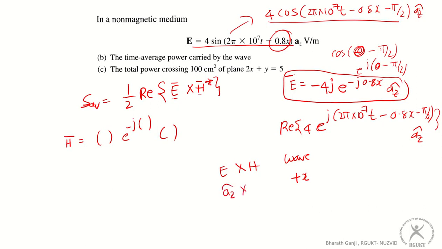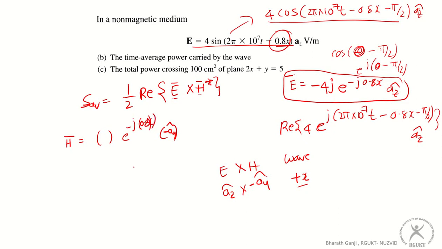Okay, so if I do a cross product to get an x, what should I do? To get an x, if I do y cross z, I will get x actually. But if I do z cross minus y, I can get an x, right? So in this bracket, the direction is minus ay cap. And because it is a wave traveling in the positive z direction, you will get minus 0.8 x.